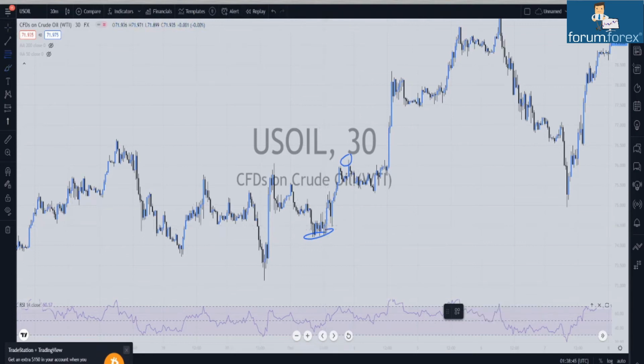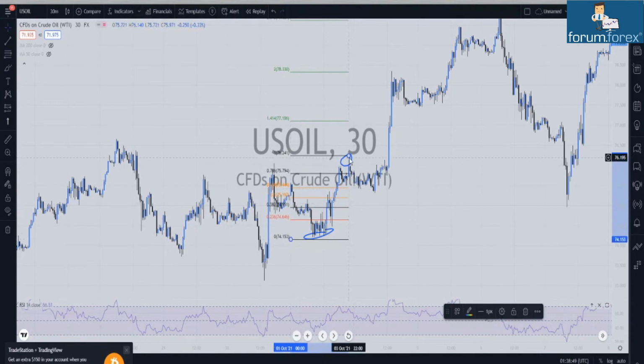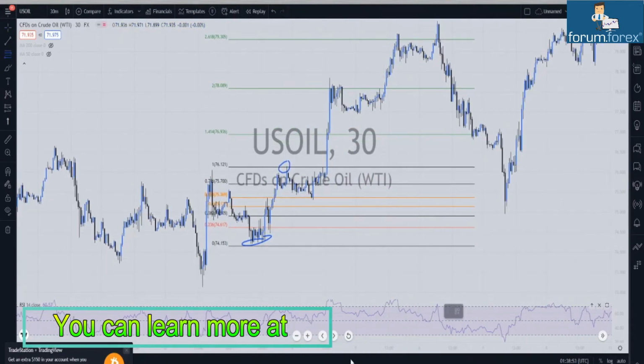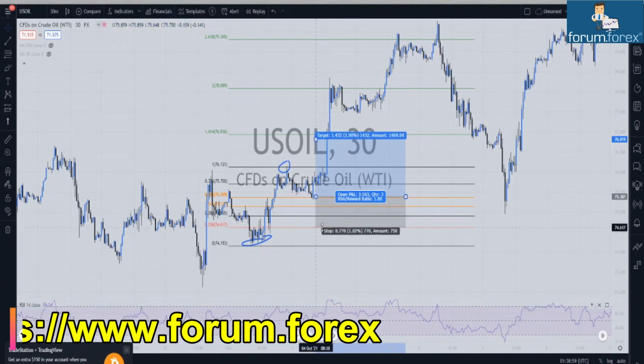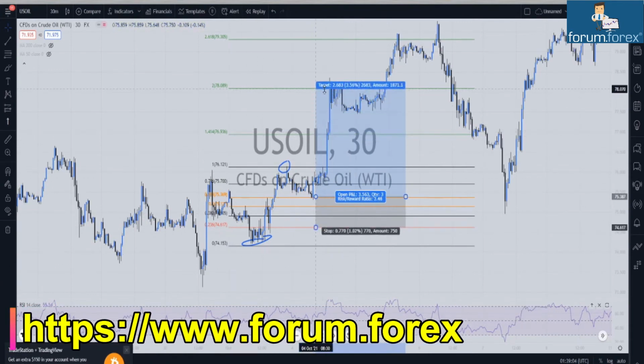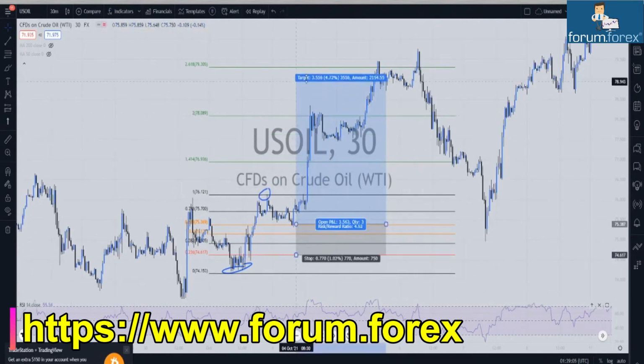And simply, I'm gonna go high to the low. Okay, I'm gonna drag the Fibonacci, and then boom, we just hit the 61.8 for our buy zone. Stop loss right there. Take profit smash, TP1 smash, TP2 smash, and boom, TP3 smash.